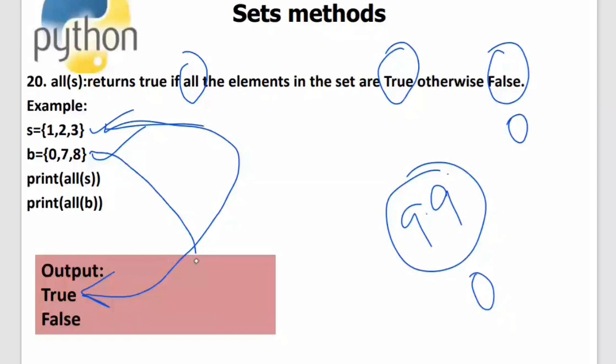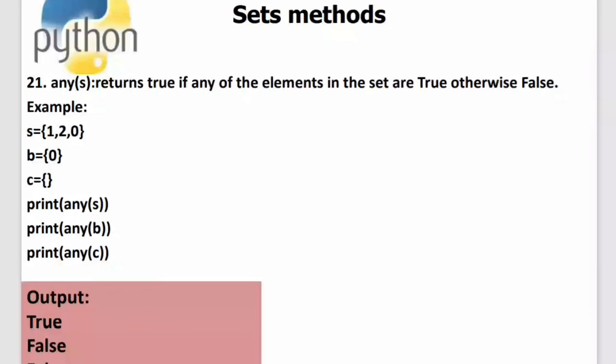To check whether there are zeros in the set or not, we use all(S). Now coming to any(S). It returns true if any element in the set is true. So if one element is true, other than 0, then it will return true. If there are all zeros, it will return false.